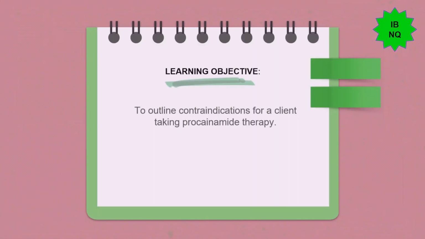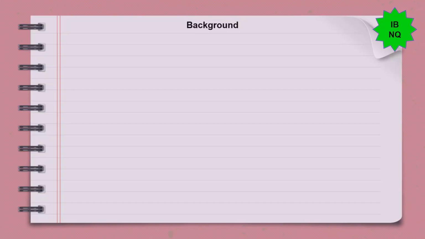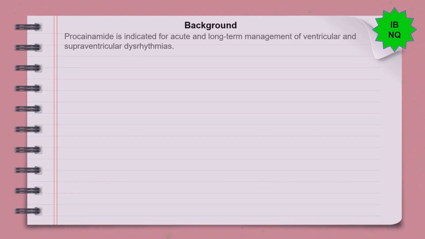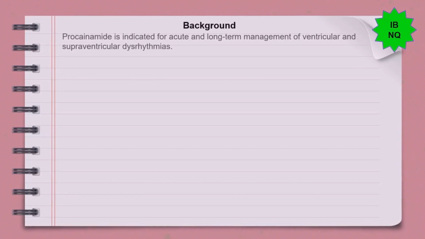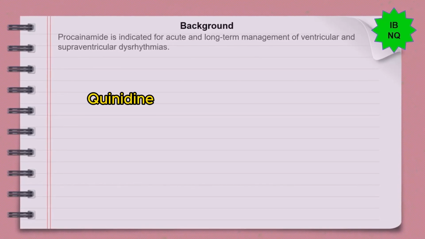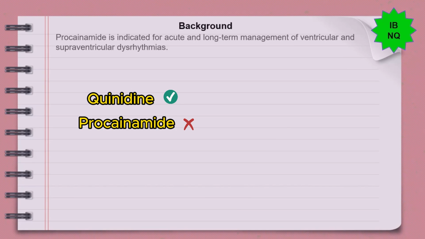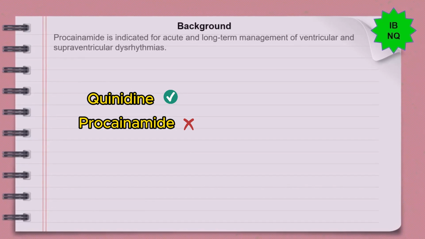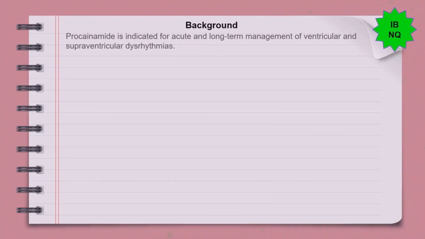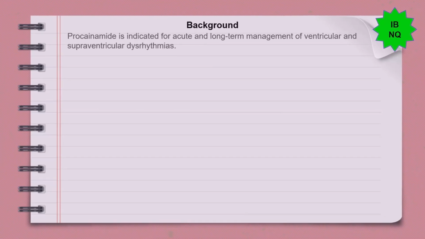Learning objective. To outline contraindications for a client taking procainamide therapy. Background. Procainamide is indicated for acute and long-term management of ventricular and supraventricular dysrhythmias. Because procainamide can be toxic with long-term use, quinidine is preferred to procainamide for chronic suppression of dysrhythmias. A baseline ECG, complete blood count, liver, and kidney function should be established prior to administering this medication. It can be given intravenously, intramuscularly, or orally.